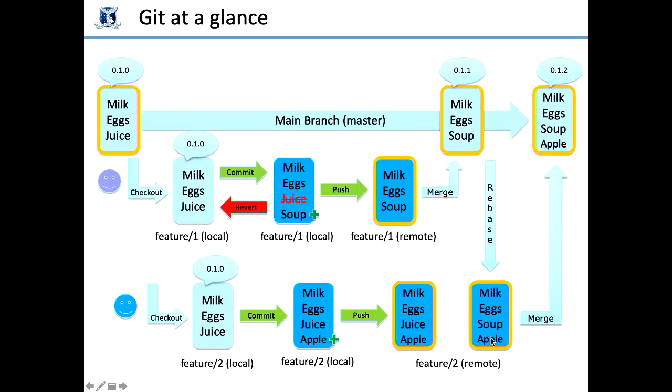Then he created another pull request to push the change to the remote. Now the remote, or the main branch, has the latest version of the shopping list, which contains milk, eggs, soup, and apple. Then he can tag it as 0.1.2. That's basically how Git works and how Git can work with multiple people at the same time.